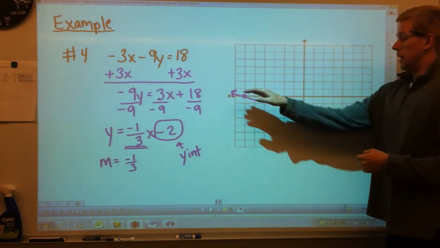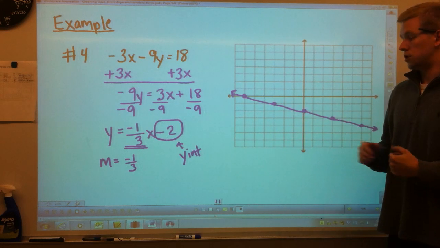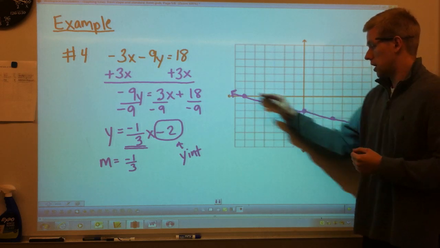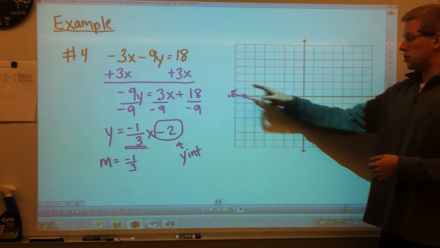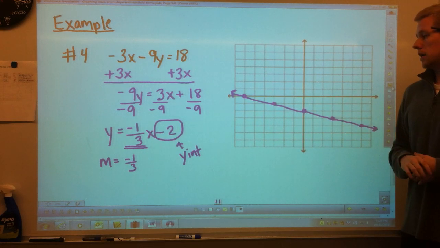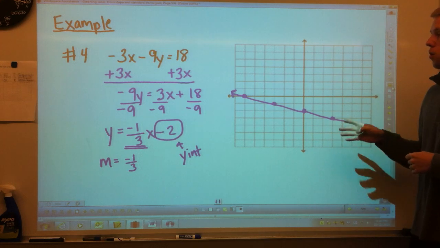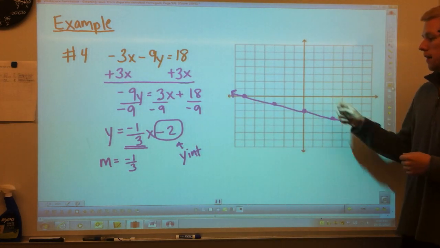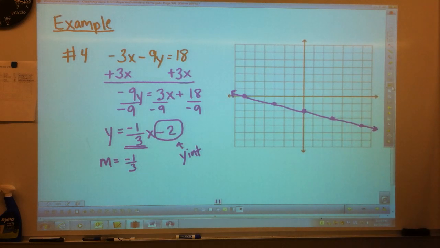Okay? Then I just connect my dots after I have placed them on the graph. It should be very easy to make that line after you have your dots. If you have no dots and you're trying to just draw a line, it's going to be very difficult for you. At the end of your line, make sure you have your arrows to make it a complete line, not just a line segment. Okay, so that is example number 4, changing it from standard to slope-intercept and then graphing that line. All right. Got one more example with 2 different lines on it.